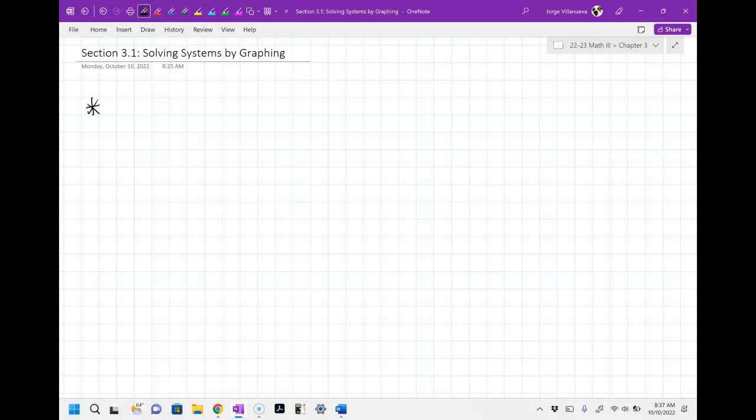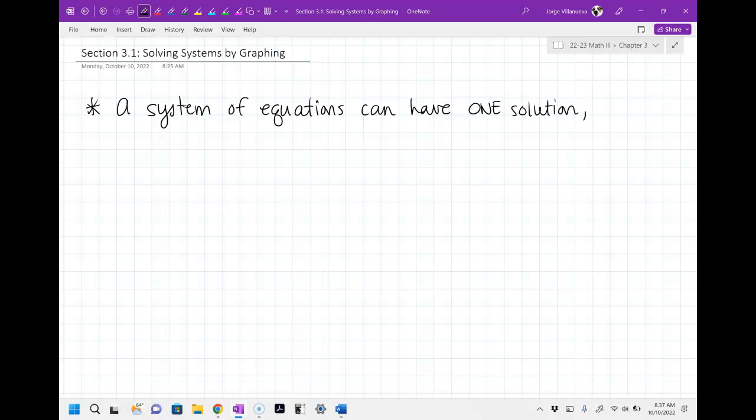So a system of equations can have one solution, no solutions, or infinitely many solutions. And right now I'm going to describe how you get each one of these, okay?